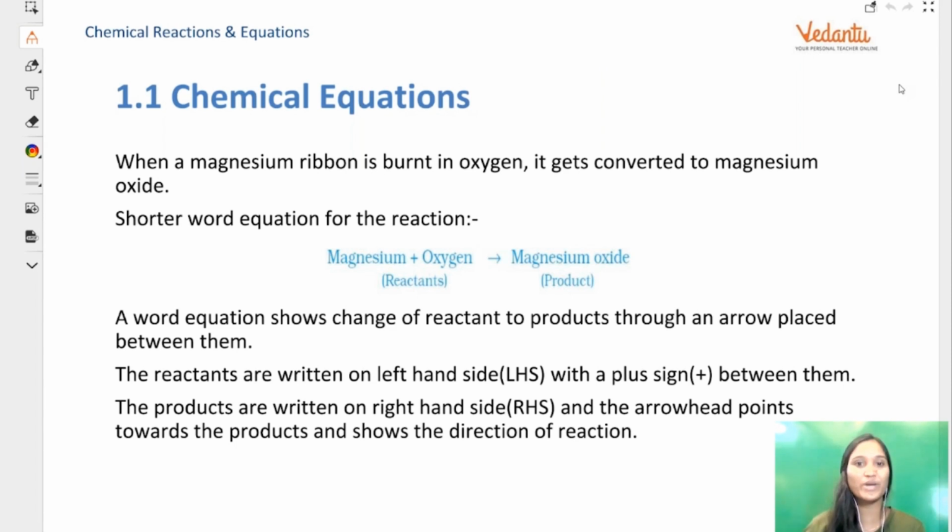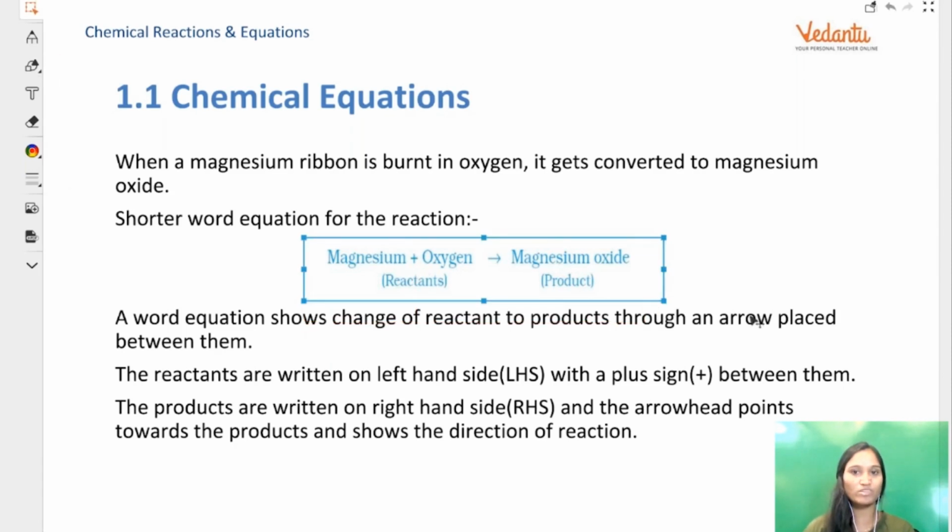You see something on the screen right now. This is what we spoke about in the last class, right? Magnesium plus oxygen leads to formation of magnesium oxide. In spite of writing all these words, we can simply use the symbols and write it as magnesium, that is Mg, plus oxygen, that is O2, gives after reaction magnesium oxide, MgO. Now observe which is easier to write, easier to study and understand. Obviously the shorthand notation, or the symbolic representation, right? That's why chemical equations are used.